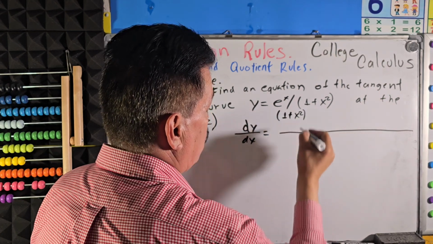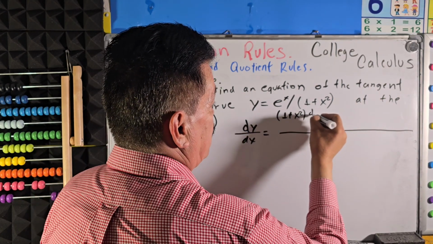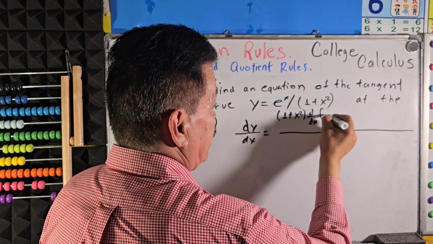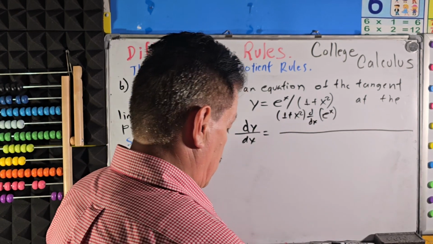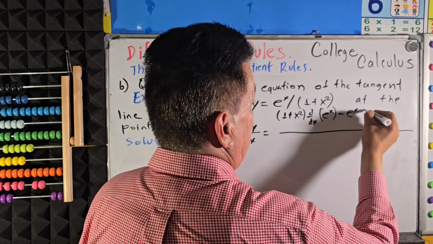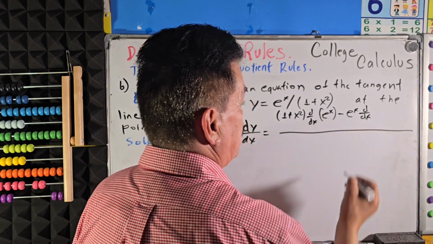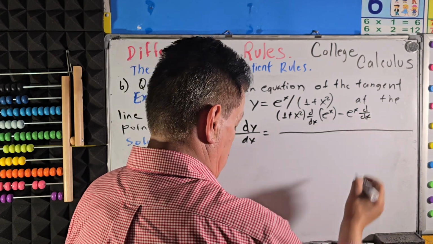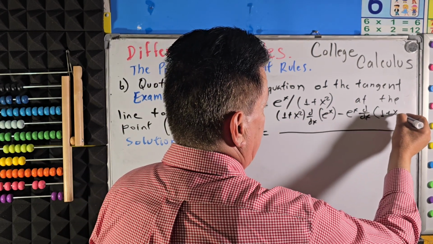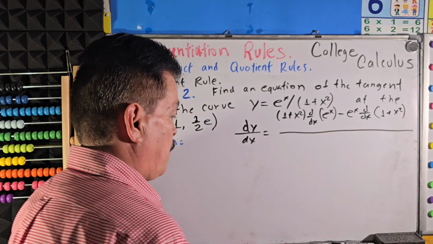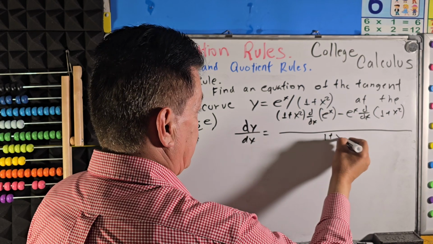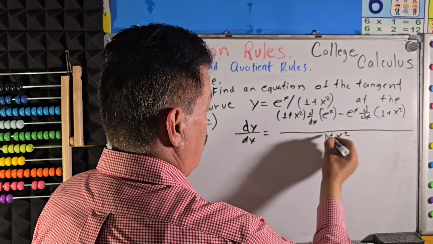x to the second power times d divided by dx of e to the x power, minus e to the x power, then this derivative times the first term, 1 plus x to the second power, all right, divided by 1 plus x to the second power.